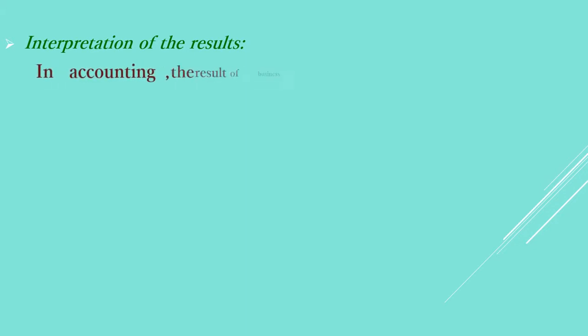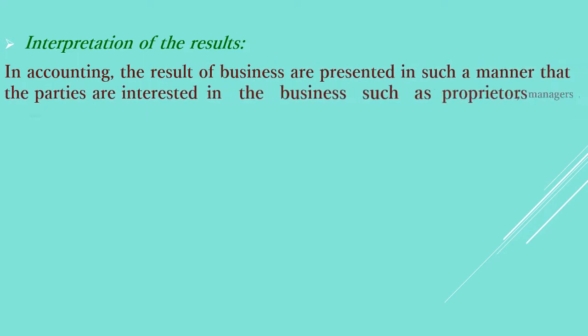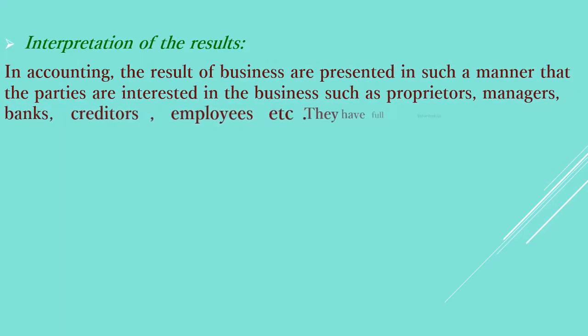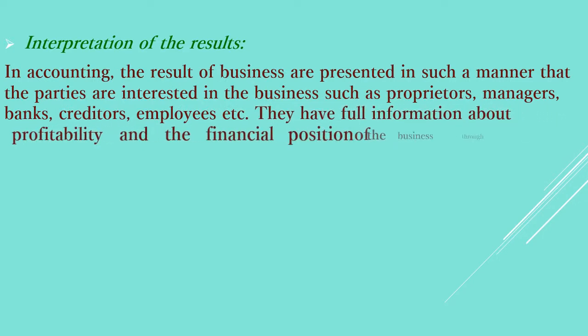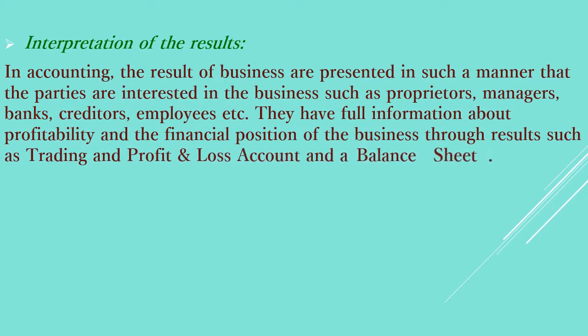Next characteristic we have is interpretation of the results. In accounting, the results of business are presented in such a manner that the parties interested in the business, such as proprietors, managers, banks, creditors, employees, etc., have full information about profitability and the financial position of the business through results such as trading and profit and loss account and balance sheet.